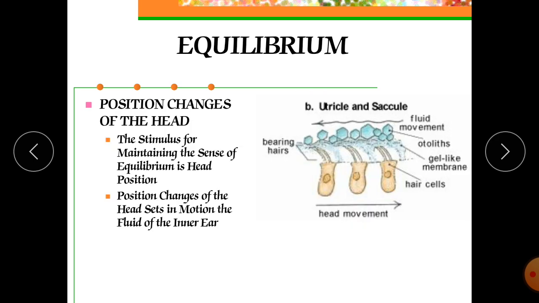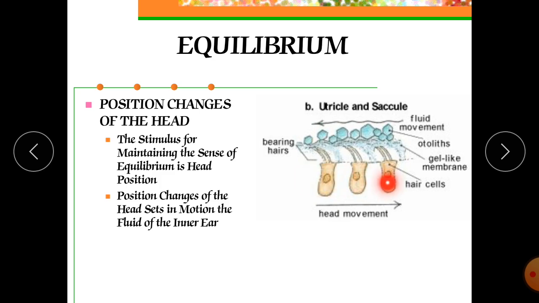Now equilibrium is also an important function of our ear, maintaining our balance. Position changes of the head. The stimulation for maintaining equilibrium is the head position. So how are we maintaining that head position? It can be maintained by our ear. Here the utricle and saccule have a major role in maintenance of our head position and balance.